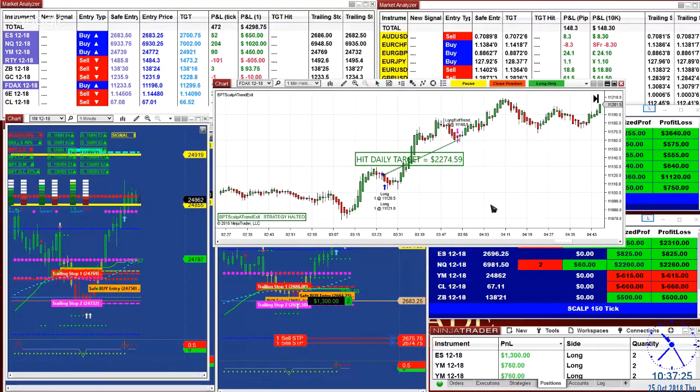Like an ES has a different personality than the YM. YM is the Dow, there is a five ticks, $5 per tick, but you have to be wider with it. You cannot treat it like an ES. And the ES movement is different than the NASDAQ, so they don't understand those.